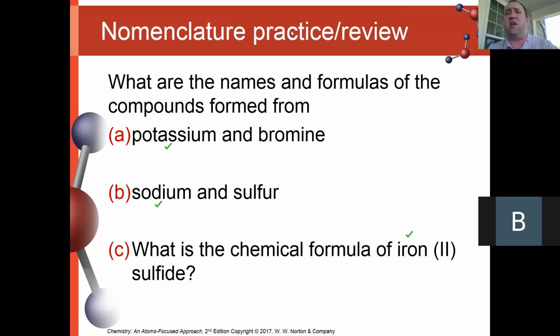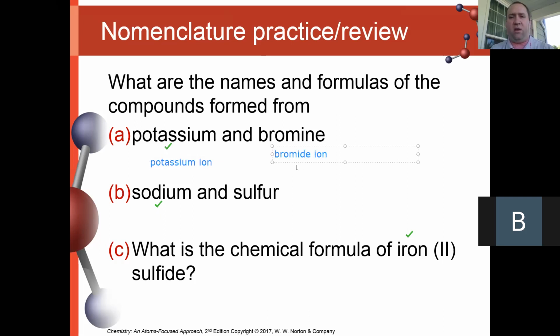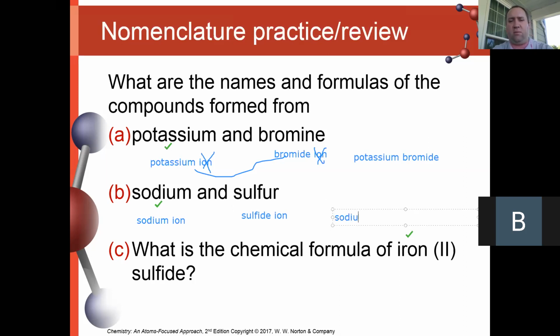We take those ideas of what we saw in naming ions. So the name of potassium would have been potassium ion. Bromine would have been bromide ion. And basically, we cut off the ion part, and then we put together the two names. So the name of this compound is potassium bromide. And we can follow a similar process for the rest of these. We had sodium ion for sodium, non-metallic ions all end in -ide, so sulfur becomes sulfide ion. Put those together and we get sodium sulfide.